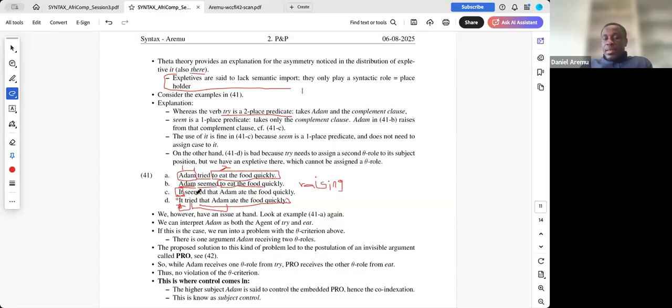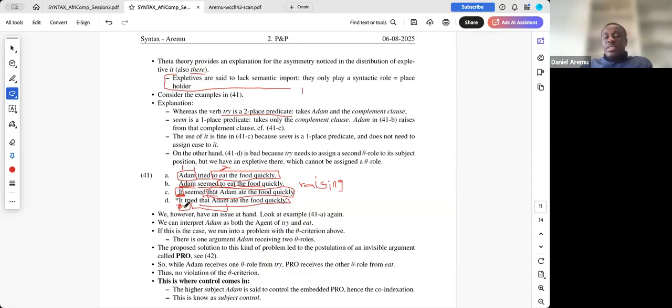But seem is a one-place predicate. It only assigns a theta role to this embedded clause, that is, to this finite complement clause. And that is why it can occupy this position. Why? Because, don't forget, seem is only a one-place predicate. It can only assign one theta role. And once it assigns this one theta role, this position, because in English it cannot be empty, we use an expletive. And then we are good because an expletive does not need any theta role.